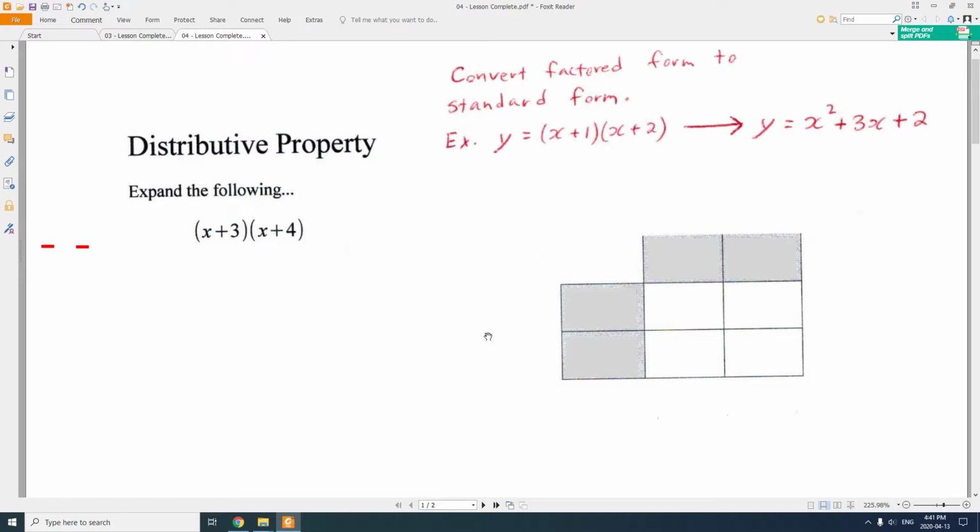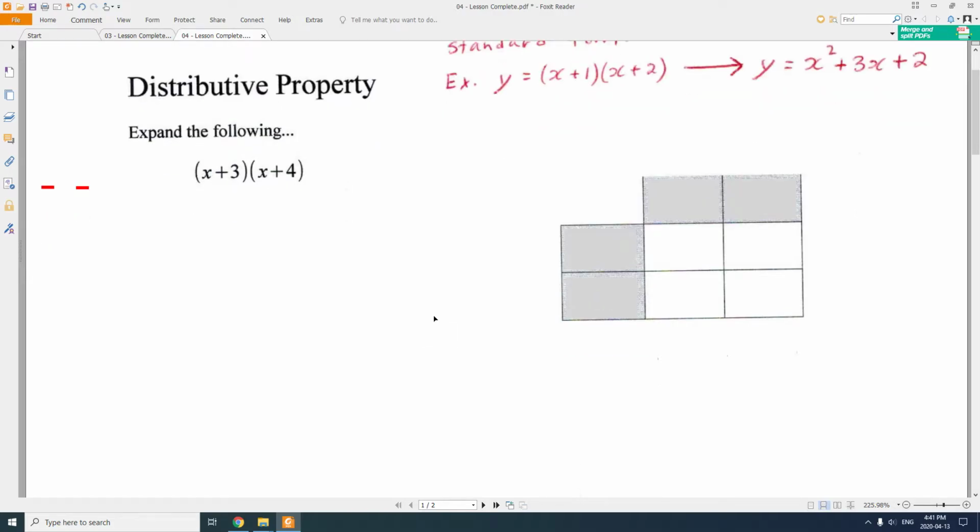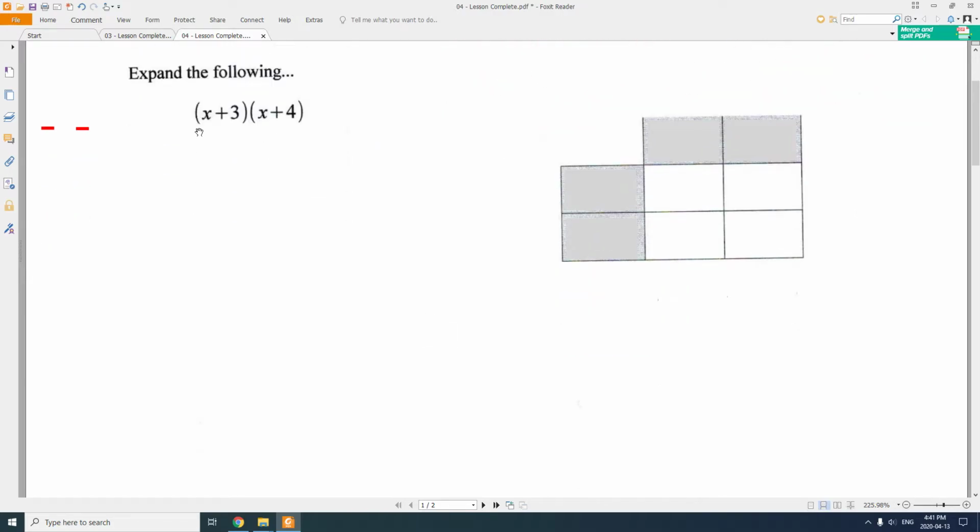So you'll see this chart again. If you're comfortable with the other method, you don't have to use the chart, but I think it's worth seeing at least the first few times. And we will see it again in the future. So how do you use the chart to do this? Well, let's start with our first example. x plus 3 times x plus 4. Let's say we wanted to expand this out or convert it into a standard form instead.